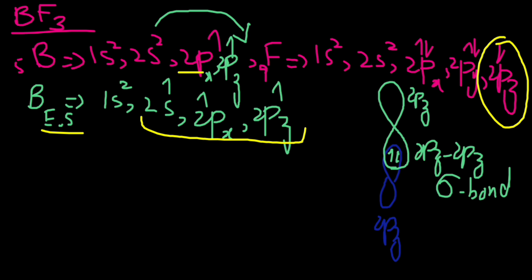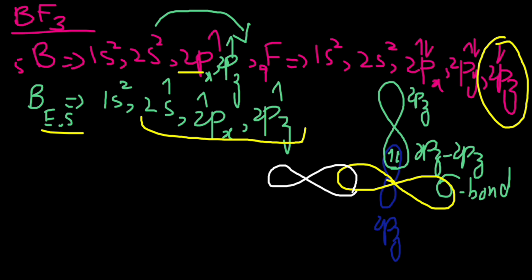2px is perpendicular to 2pz. So this is the perpendicular orbital that will overlap with another fluorine atom and result in a sigma bond. This is the 2px and this is 2pz. So the overlap is 2px, 2pz overlap and the bond formed is sigma.